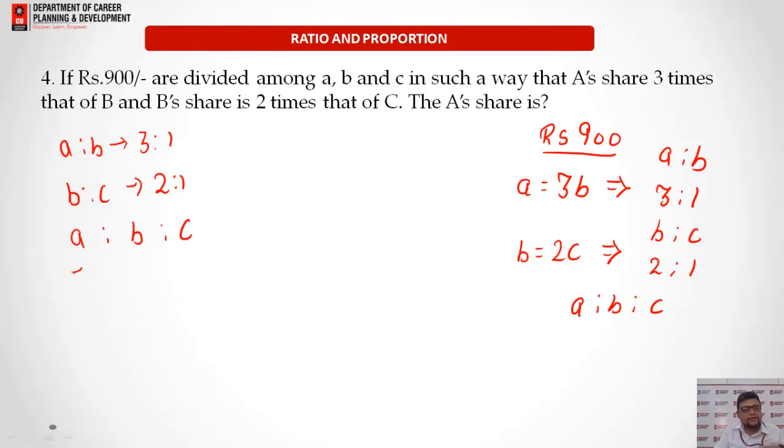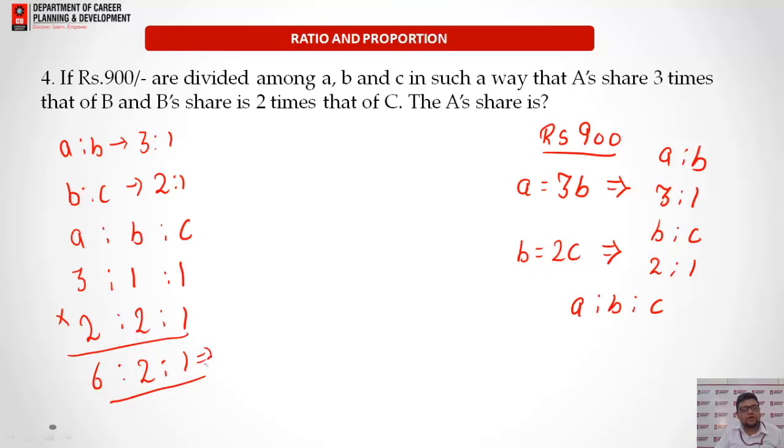Let us see how to find it. Firstly, A is to B is 3 is to 1. Write this value 3 is to 1 as it is. Then B is to C is 2 is to 1. Write it here 2 is to 1. Then write this 1 and move this to the right hand side, 1 over here. Then move this 2 to the left hand side, that is 2. Okay. So multiply this value. This will be 6, this will be 2, this will be 1. This is the direct ratio of A is to B is to C.